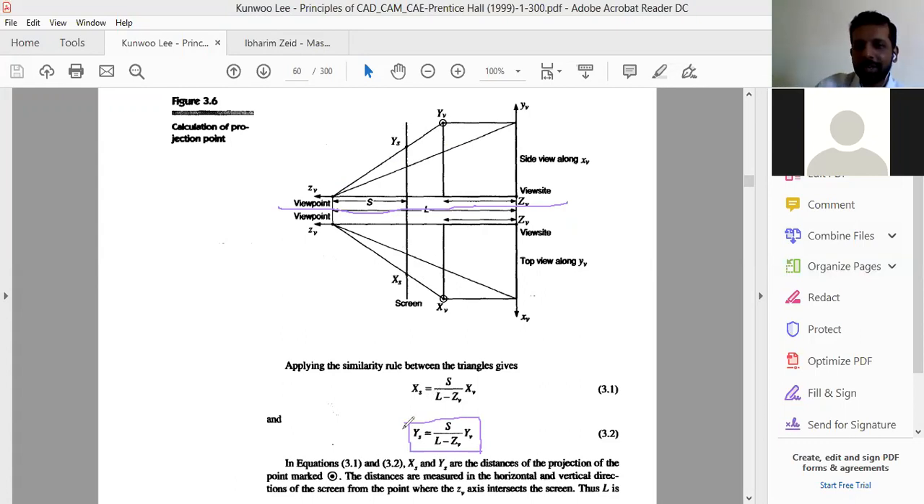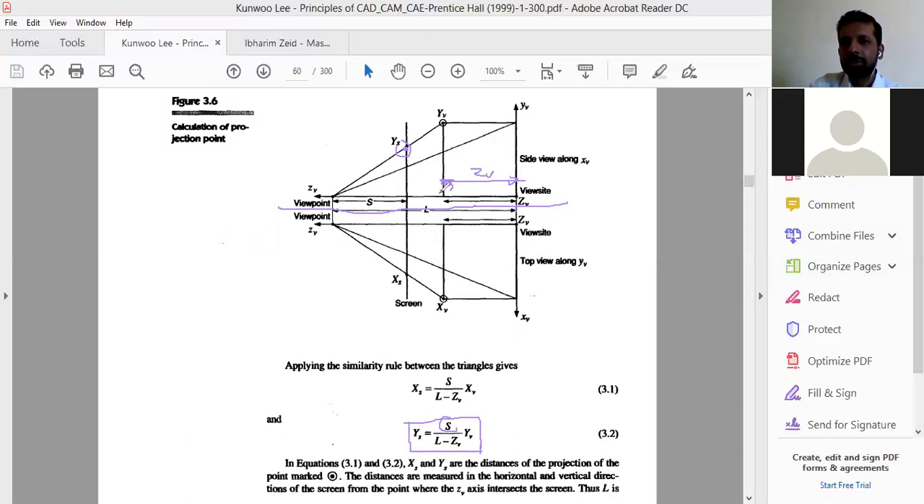So what does this say? The ys value. We want to find out how much this value should be. That is, what should be the coordinate, or which particular pixel should be highlighted to represent this point onto the screen. So this is the screen value. How to get that is s, nothing but the distance from the viewpoint to the screen, divided by the overall length from the viewpoint to the end of the object minus the zv value, because this is the zv value, the length of the object in the side view. This is zv.